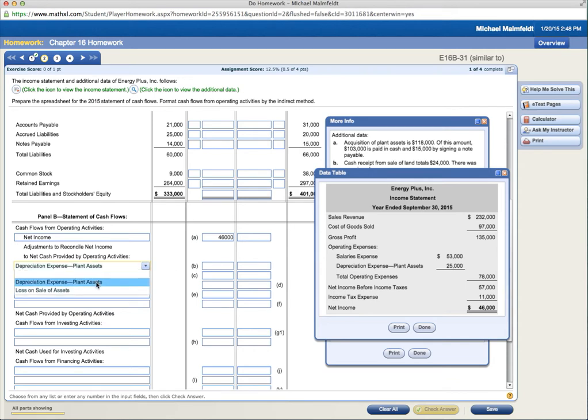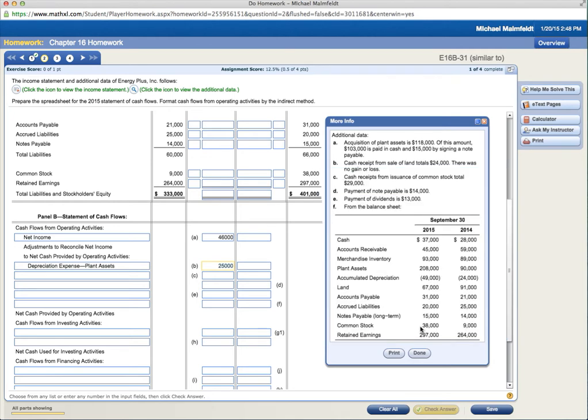So I will select depreciation expense, plant assets, $25,000 to show right there that that's what happened, and then I'll move on to the next one. So if I just look at the next drop-down box here, it's giving me a choice between either decrease in accounts receivable or increase in accounts receivable.